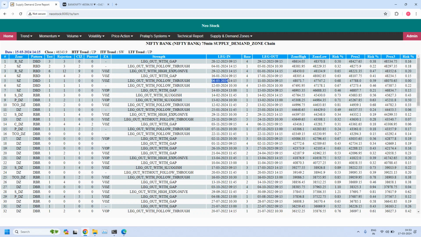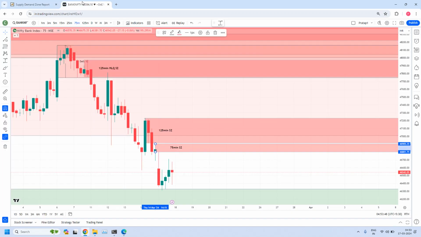But this is 6th March, 14:15. So 1, 2, 3, 4, 5, all these are base candles. Because the software is very strict, it can't compromise like the way we compromise. I can consider this as a leg-in, 3 base candles and drop. But the software considers this as a leg-in and 1, 2, 3, 4, 5. Because all these are medium size leg candles, it considered. Yes, it is correct, medium size leg candles.